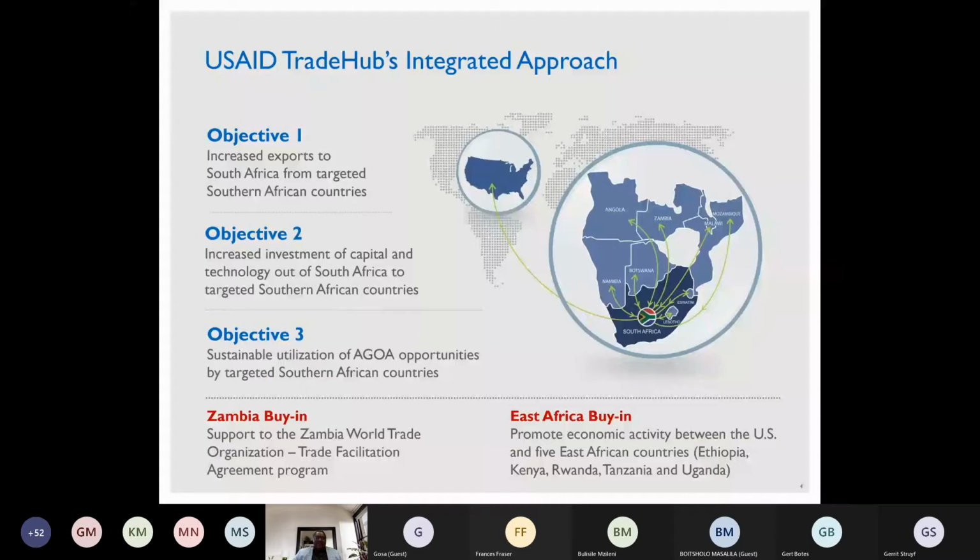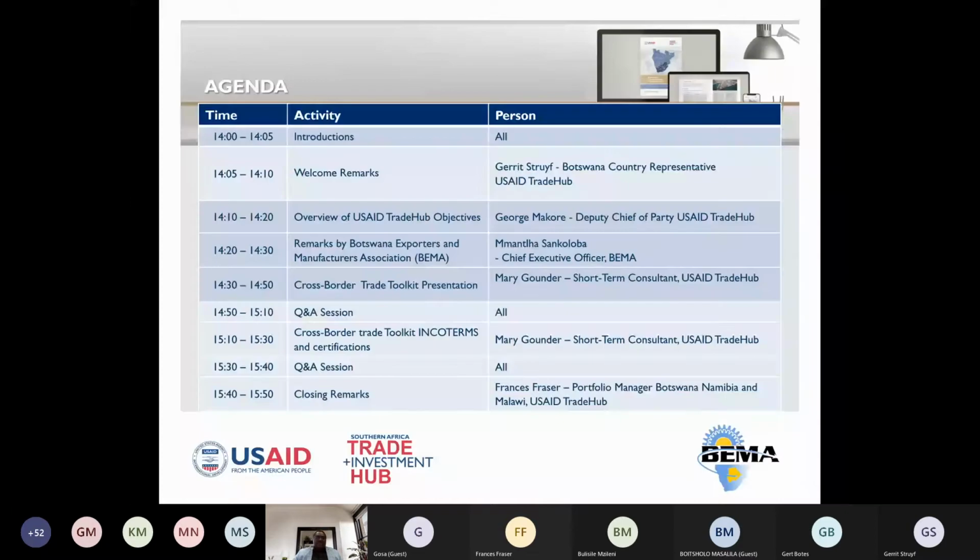We do have an interesting program with a number of presentations, particularly the main presentation on the toolkit that we have developed. And I would like to take this opportunity to wish you all very productive discussions. Please ask your questions. Make sure that you get to understand what this toolkit is all about. We are also working on developing this toolkit into short videos that can help you to understand it better.